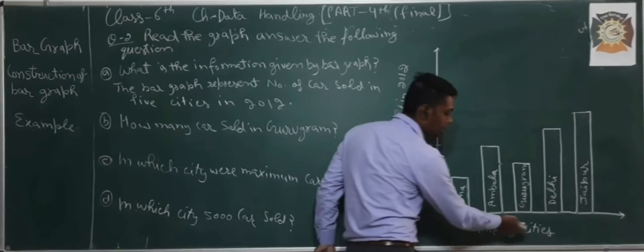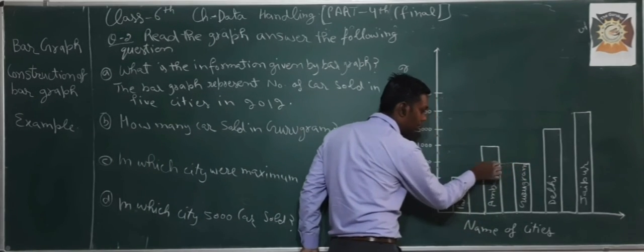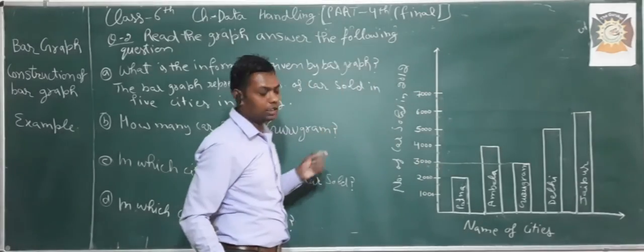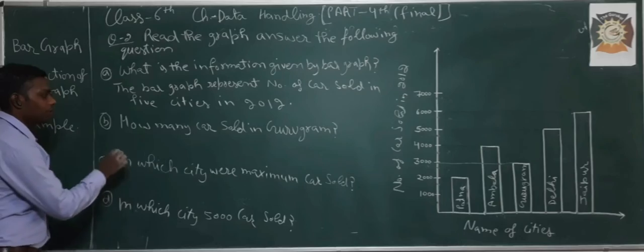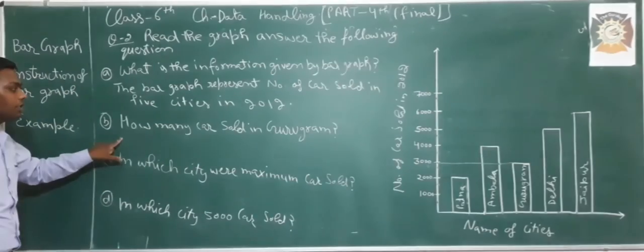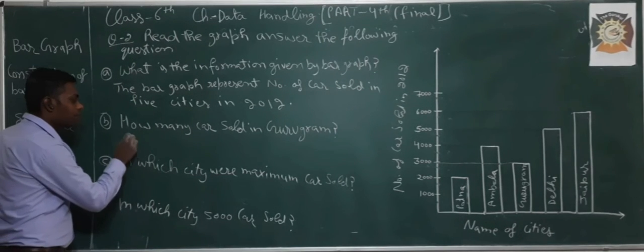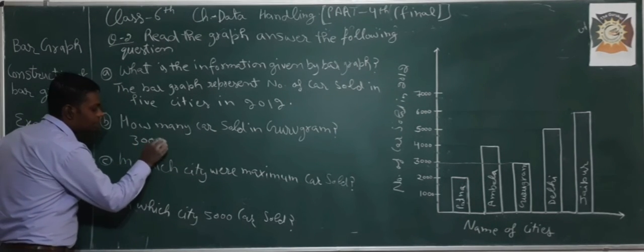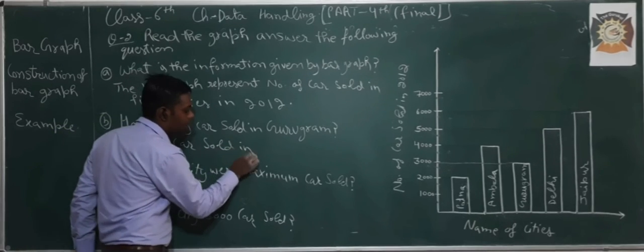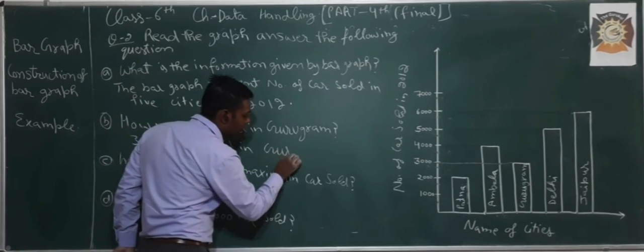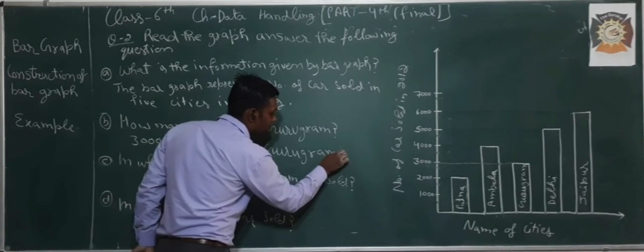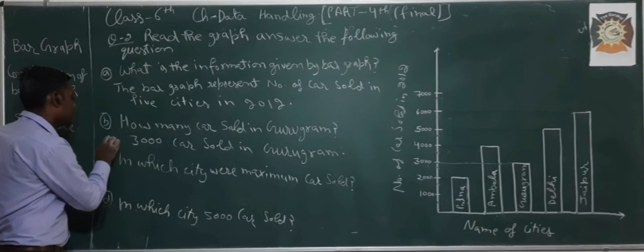Now we go to Gurugram and here we draw a line, so that it is 3,000, and we can write it in short. You may write a one word answer or you may write a sentence. 3,000 cars sold in Gurugram. This is our second question.